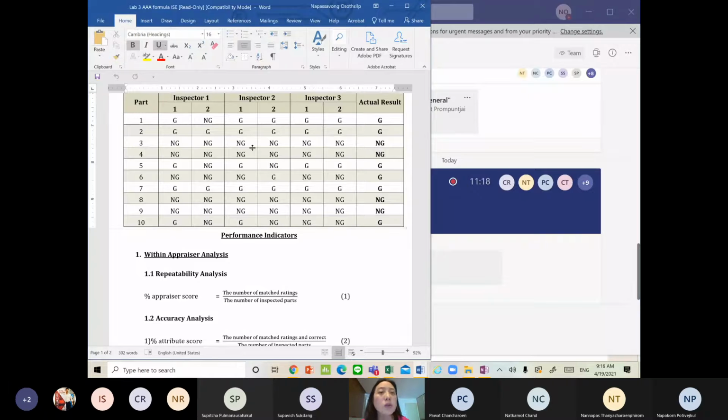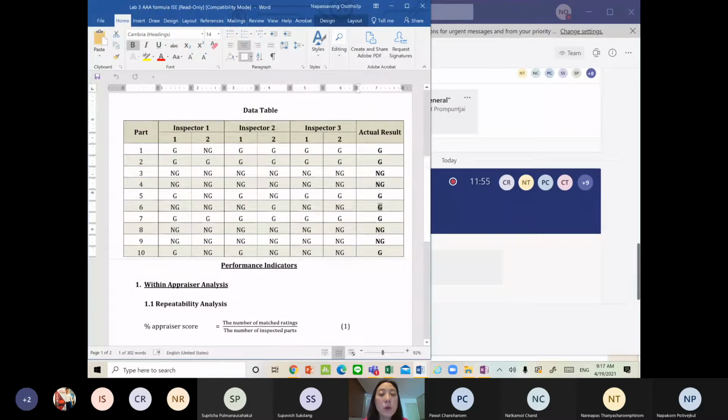We would like the results to be consistent. That means good precision, or good repeatability. For example, part number 6, the results are consistent, right, for inspector 1. But if we check with the actual result, which is good, which is G, we will find that even though the results are consistent or have good repeatability, they are not correct. So the accuracy is not good for this part, right?